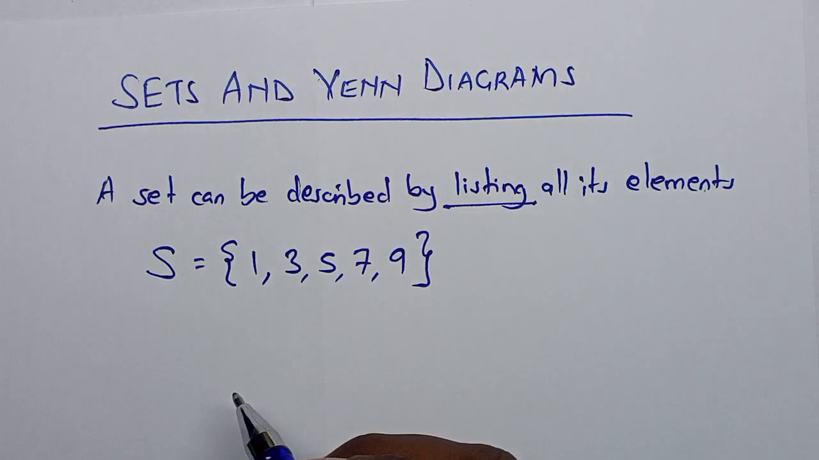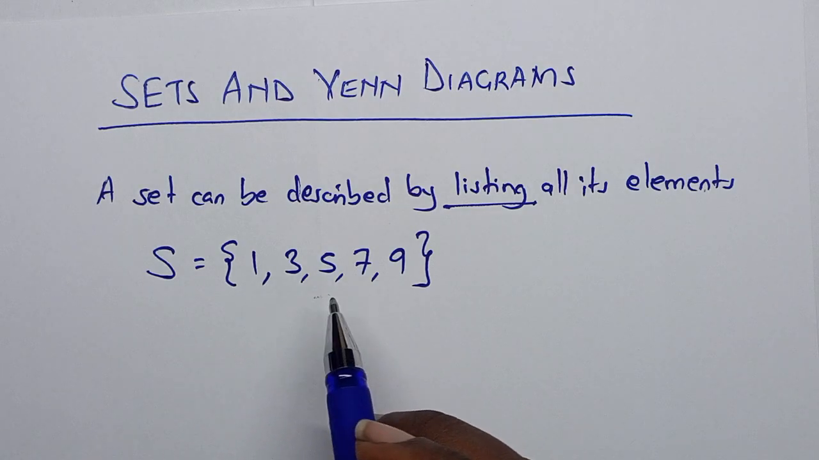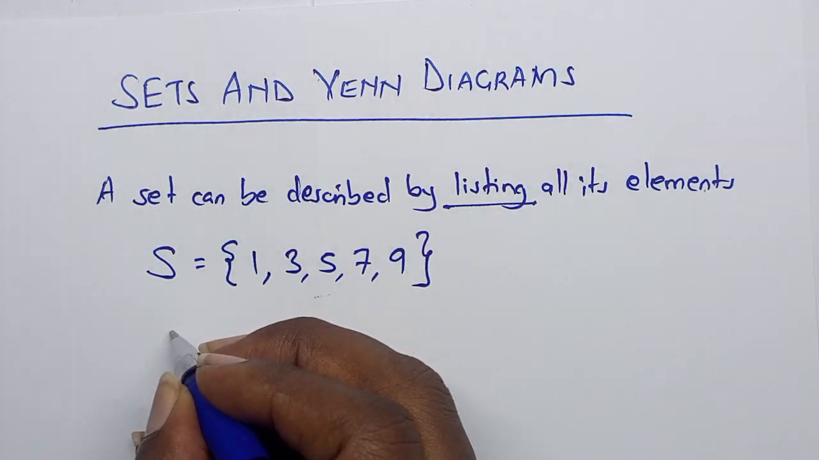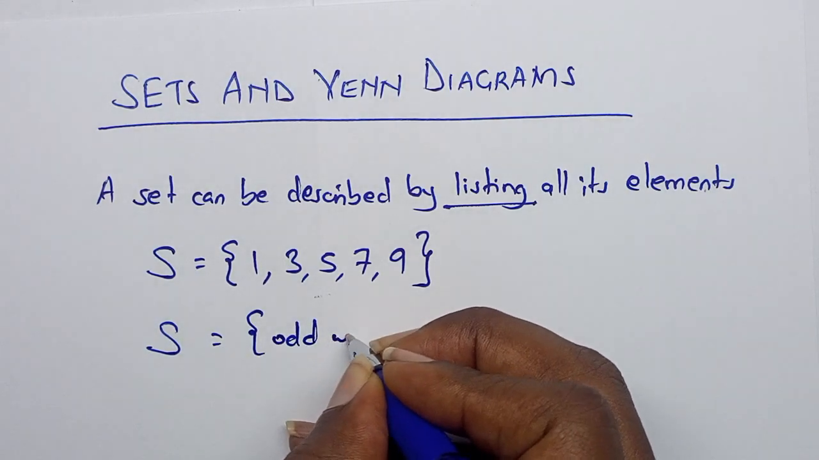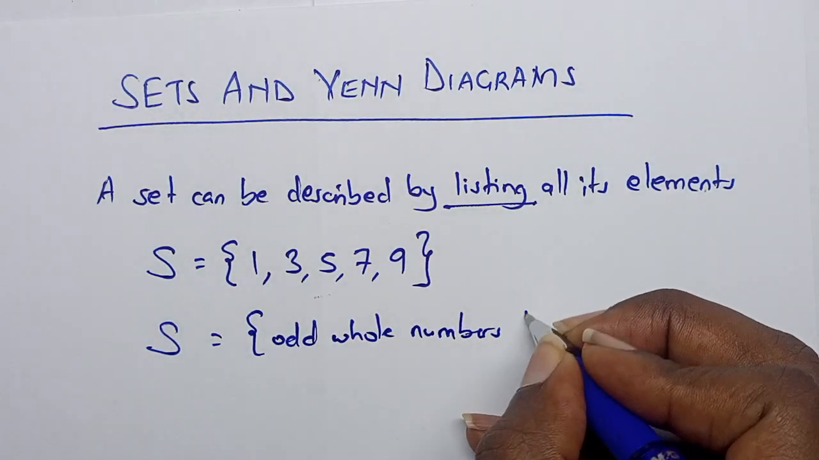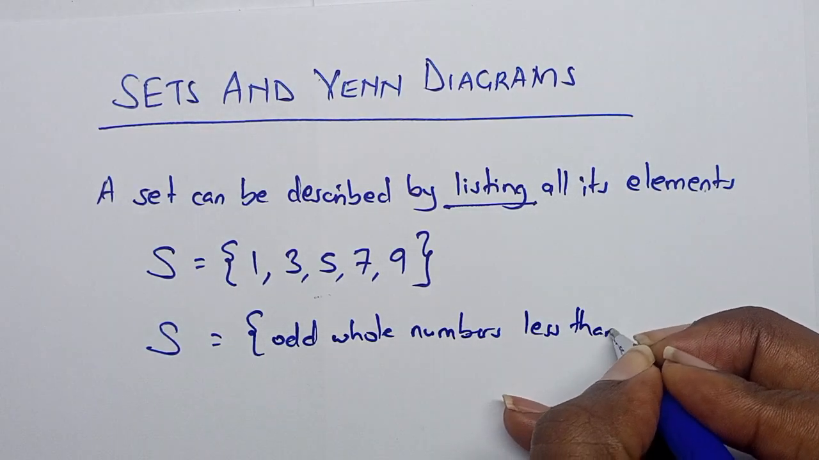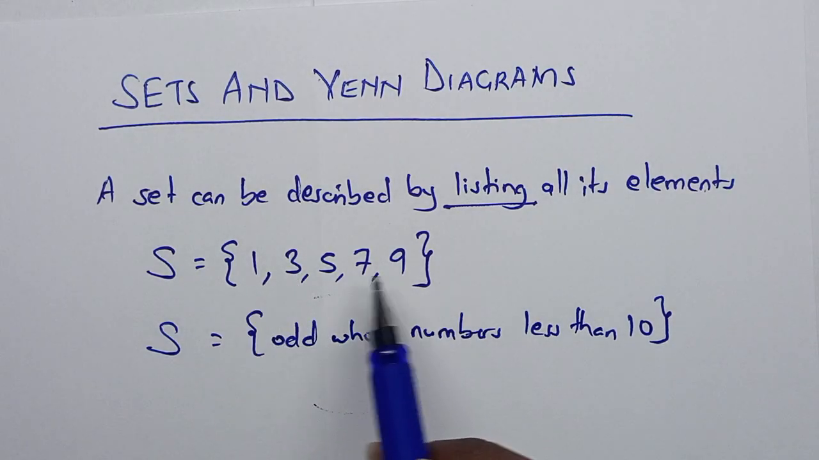Now, a set can also be described by writing the description. For example, this can be written as odd whole numbers less than 10. This is the same as this.